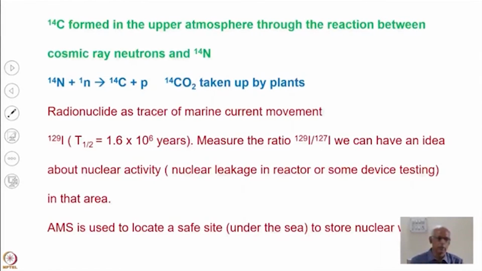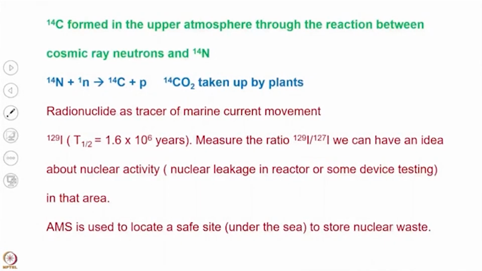Similarly, by measuring the ratio of iodine 129 to 127, you can also determine whether any nuclear activity has taken place in that area, whether it could be nuclear leakage in a reactor or some device testing. So by measuring this iodine 129, you can measure that. This whole process is called accelerator mass spectrometry, and tandems and pelotons are used.